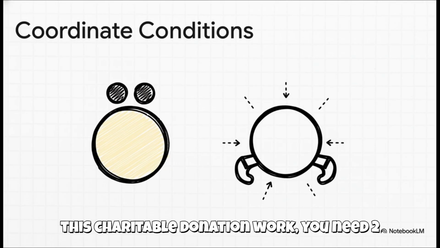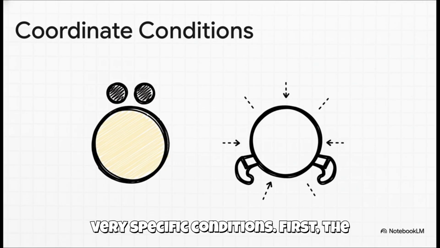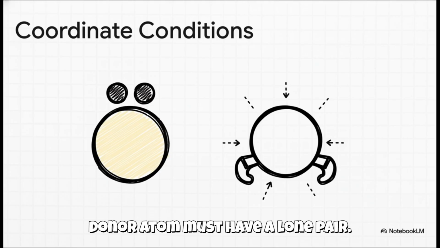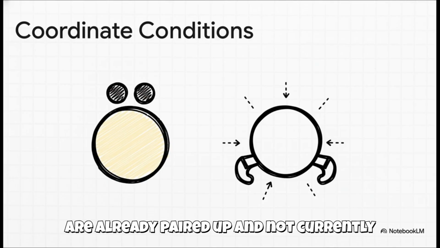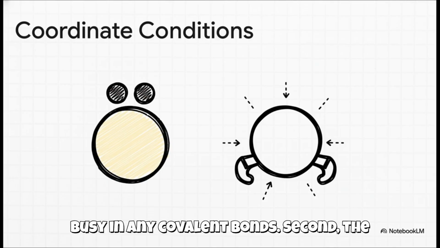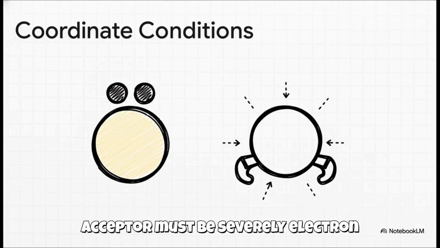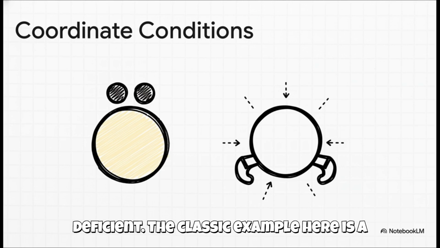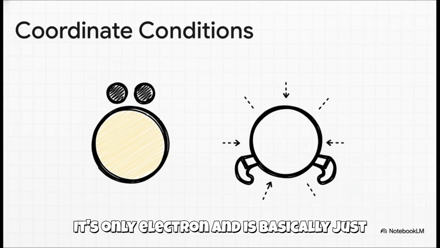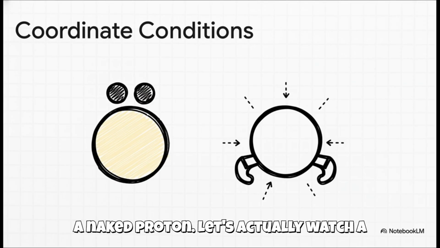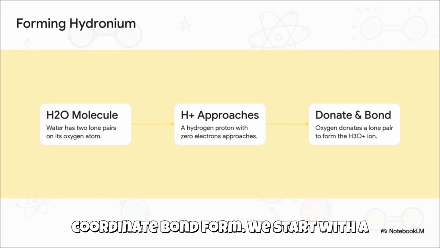To make this charitable donation work, you need two very specific conditions. First, the donor atom must have a lone pair. That's a pair of valence electrons that are already paired up and not currently busy in any covalent bonds. Second, the acceptor must be severely electron deficient. The classic example here is a hydrogen ion, an H+, which has lost its only electron and is basically just a naked proton.